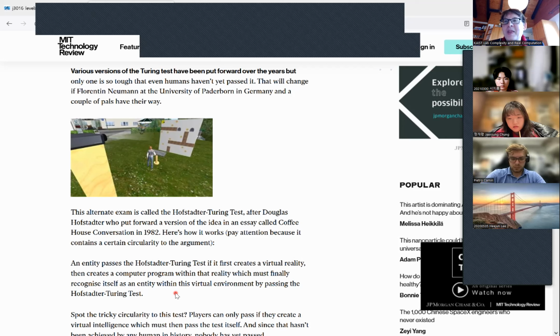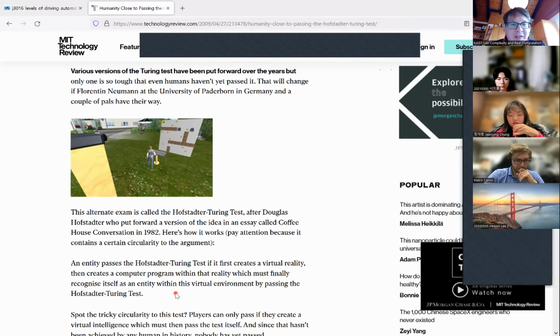So it in turn must create a virtual reality within your virtual reality, and within that virtual reality must create another computer program that pass, and so on. You see how that is infinitely recursive. So that's a Hofstadter test. Another way of measuring artificial intelligence beyond autonomous driving.